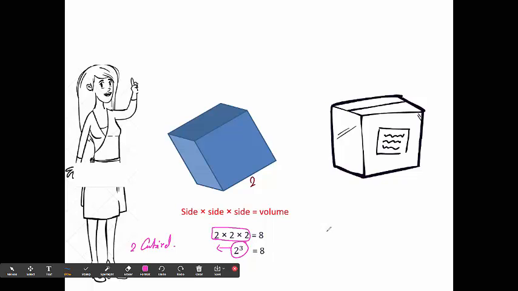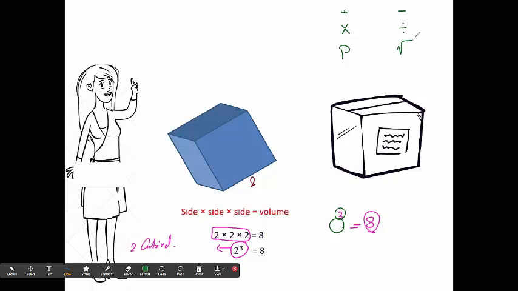Now, 2 to the power 3 equals 8. We have the volume, but we don't know the side. Now, we want to know what number multiplied by itself 3 times gives 8. In this case, we will use the inverse operation of the power, which is the root. So the root is the inverse operation of the power, as addition's inverse operation is subtraction, and multiplication's inverse is division. The power's inverse operation is the root.